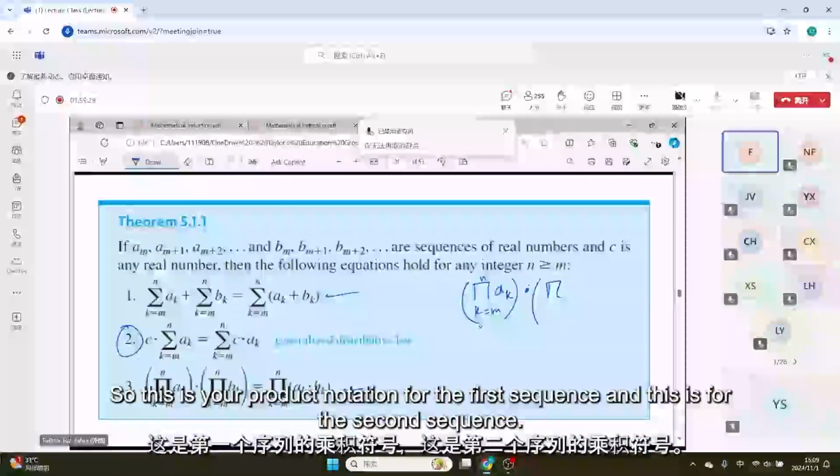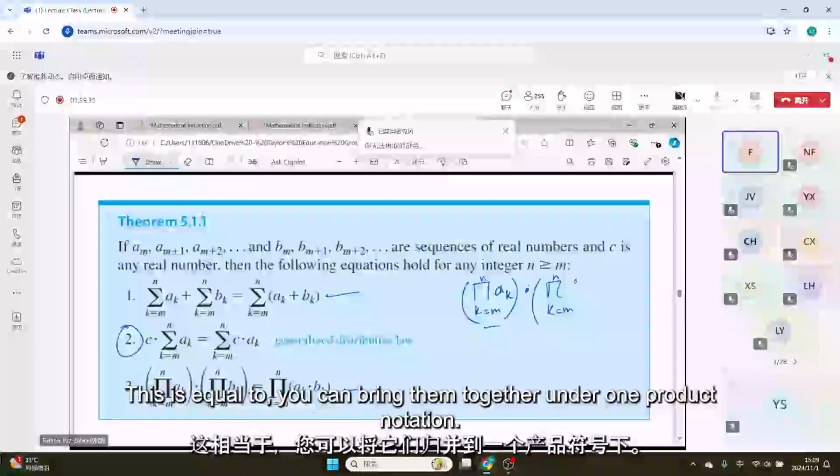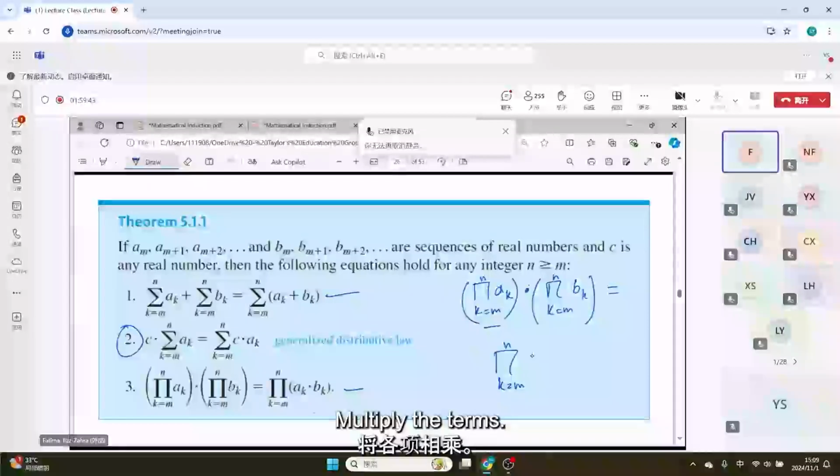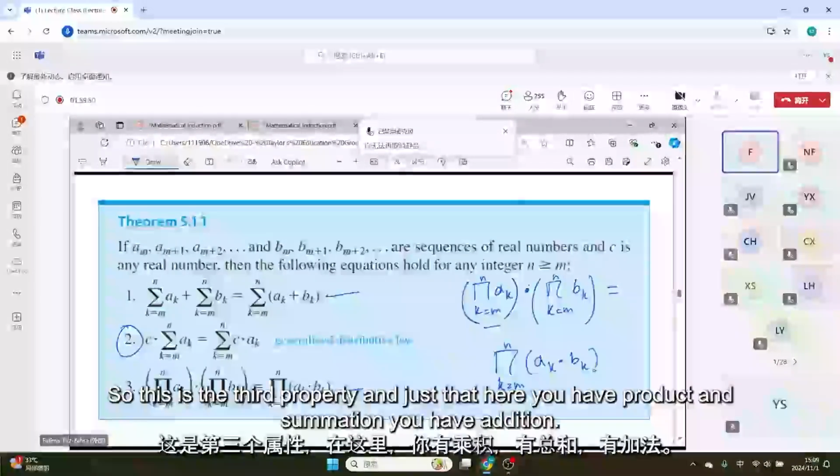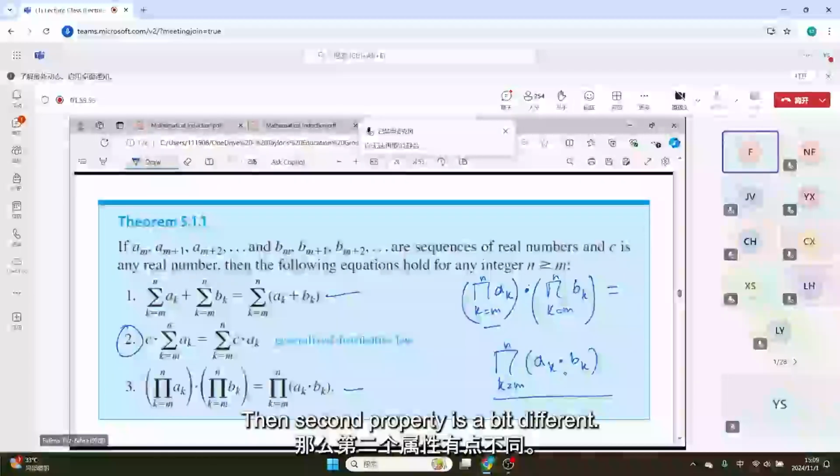So this is your product notation for the first sequence, and this is for the second sequence. This is equal to, you can bring them together under one product notation, multiply the terms. Okay, so this is the third property, just that here you have product, and in summation you have addition. Then second property is a bit different.